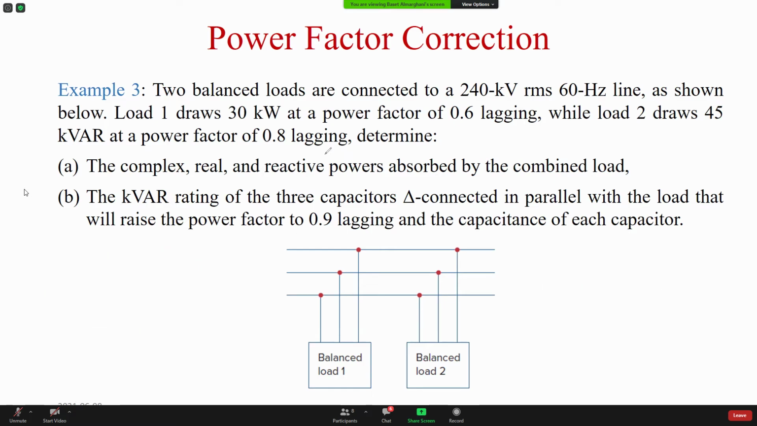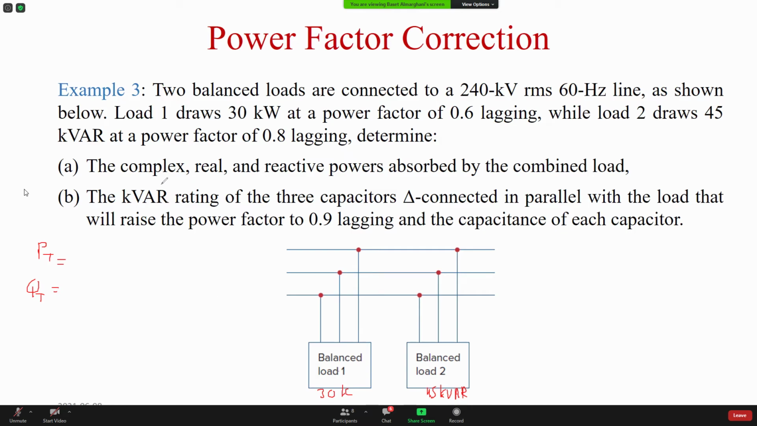Okay, here we have 2 loads. This is the load 1, 30 kilowatt. Power factor is 0.6. The second load is 45 kilovolt ampere reactive, and power factor is 0.8. So I'm gonna find total P and total Q. This is the first thing. Then I start the old and the new.